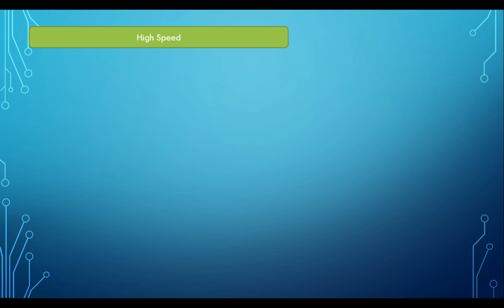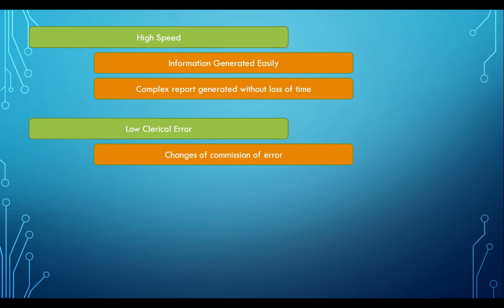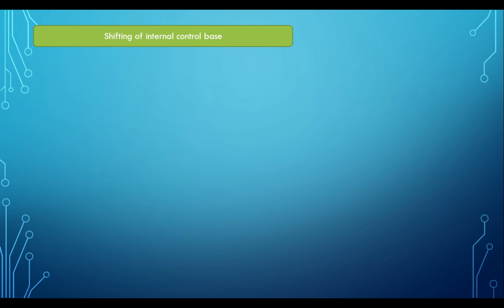High speed. Information can be generated very quickly, and complex reports and specific report formats can be generated for audit purposes without much loss of time. Low clerical error. Computerized operation being a systematic and sequential program course of action, the chances of commission of error are considerably reduced. Concentration of duty. A computer program performs more than one set of activities at a time, thereby concentrating the duty of several personnel involved in the work.